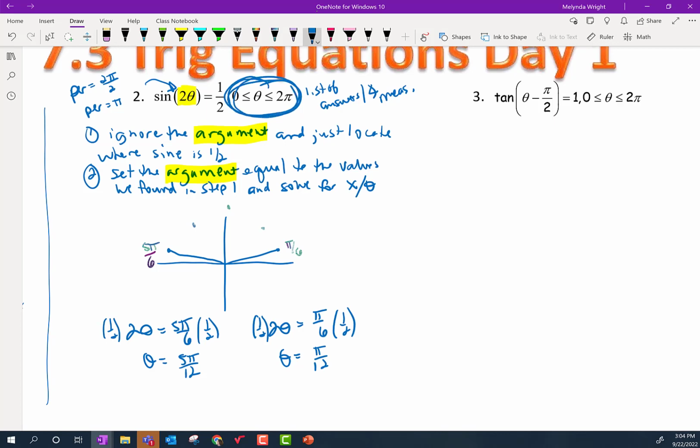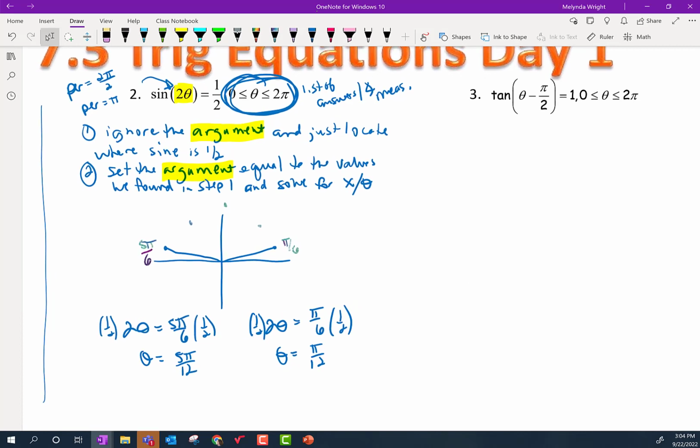So that means we should have twice as many answers. Does that make sense? Okay, because in one cycle, we're going to get 2 answers. In 2 cycles, we should get 4 answers. In 3 cycles, how many answers should we get? 6 answers. Okay?